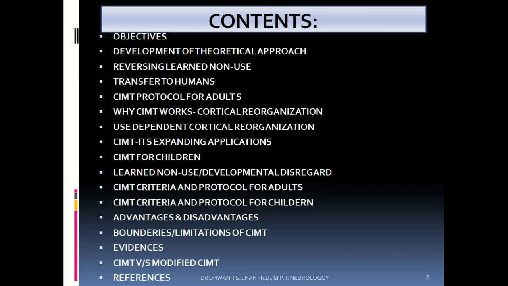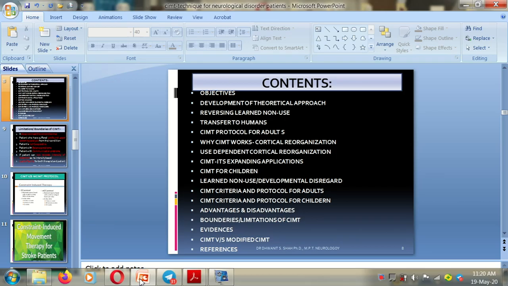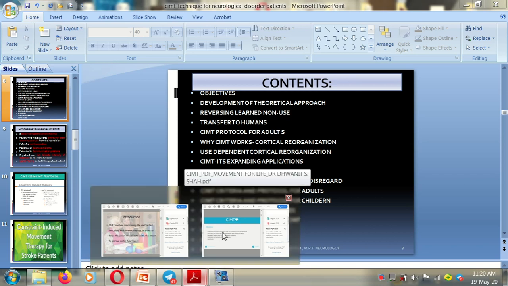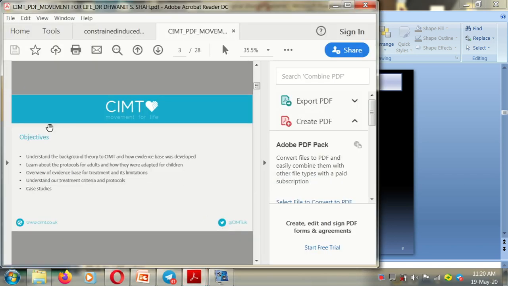After that you will be able to discriminate this technique properly. So we start with the objectives. The objectives are to understand the background theory of CMT, how the evidence was developed, learn about the protocols for children and adults, get an overview of the evidence of treatments and limitations studied by different authors and scientists, and understand our treatment criteria, protocol and the case studies.